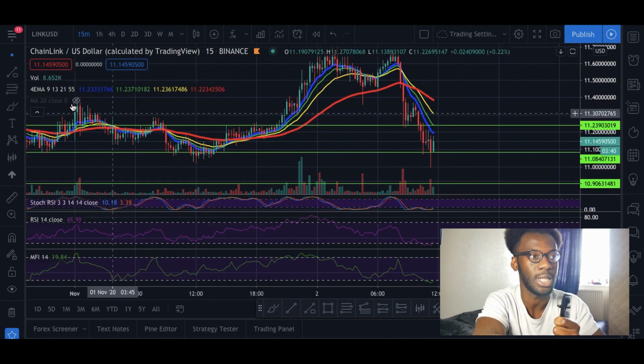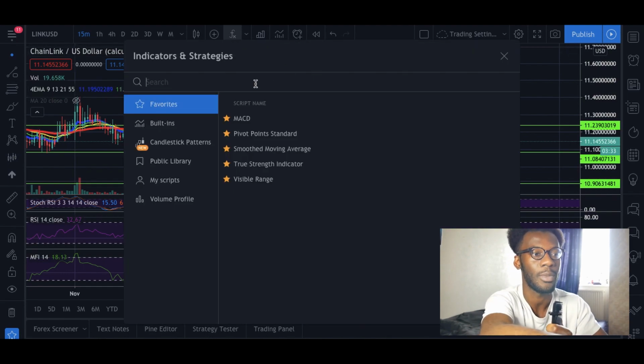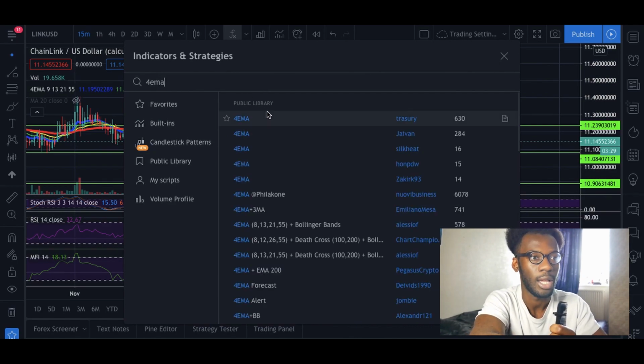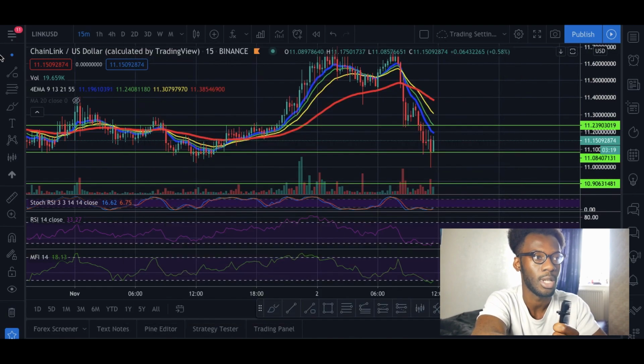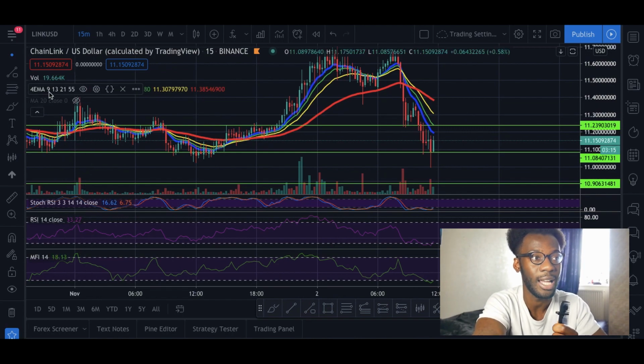So basically what we need is the 4 EMA. All you have to do is go to TradingView, go to this FX sign here, then type in 4 EMA, and then go to the one that has the most votes, this one with 6,000 here, and then you can star it as well just for future reference. I don't need to worry about the script. And then what we need are these Fibonacci numbers. We need 9, 13, 21 and 55.